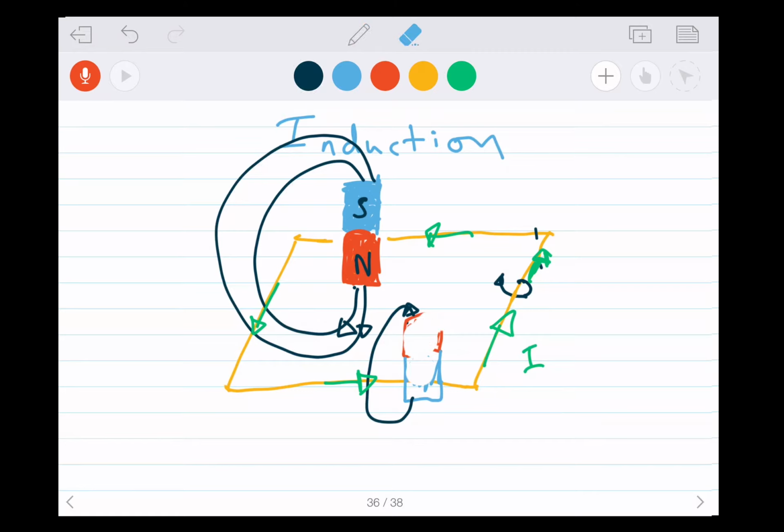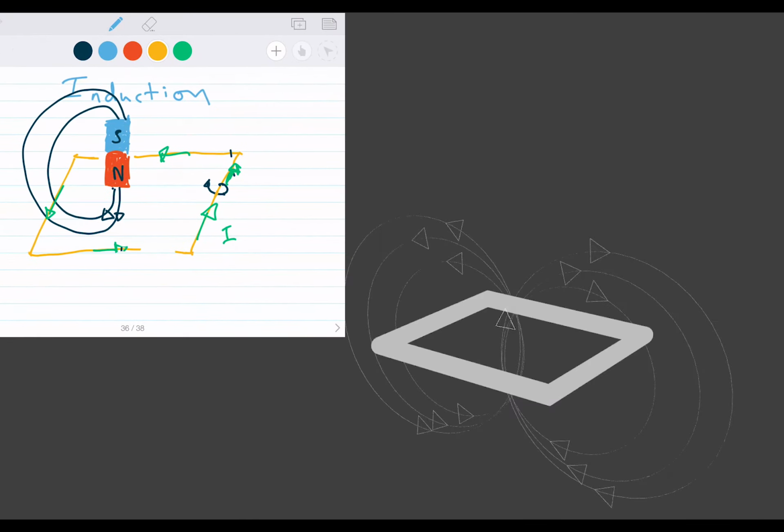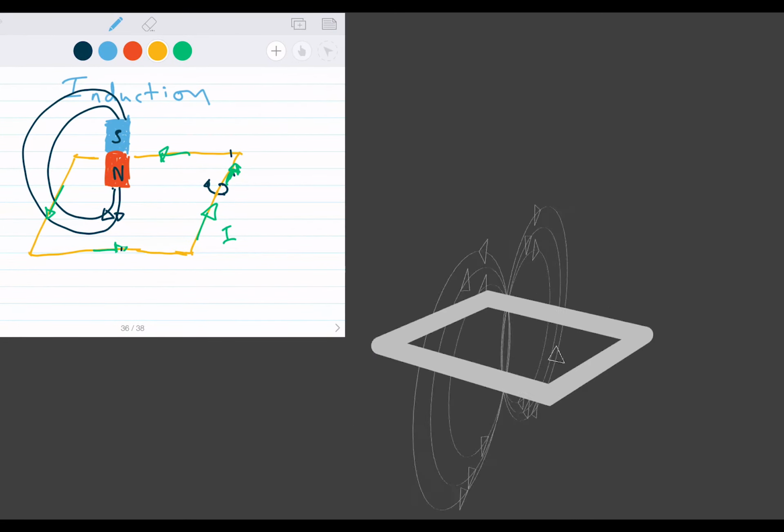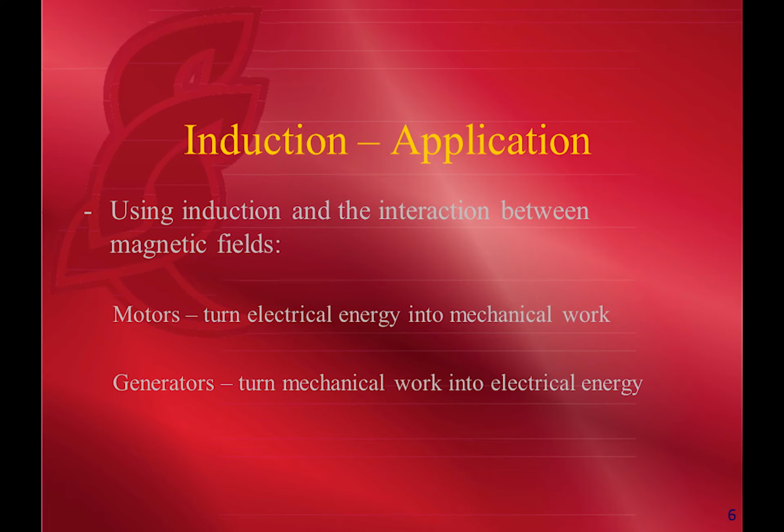In our induction video, what you saw was a two-dimensional drawing. Just keep in mind this is three-dimensional, which is hard to draw. So basically our magnetic field lines circle the entire loop of wire. As we take a look at an application of this, there's two ways to think about it, and it's really the same idea, just applied in a different order.